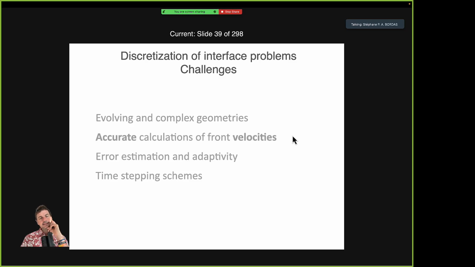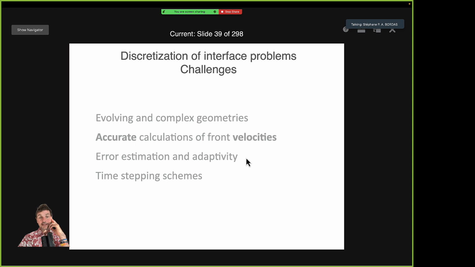So what are the discretization difficulties associated with interface problems? What are the challenges? So first of all, we are in a case where we are evolving complex geometries. We have accurate calculations of front velocities, because if we move things forward in time, like for fracture, as we said yesterday for Griffith crack in the presentation on data-driven methods, clearly there are some issues if we are not able to do that properly.